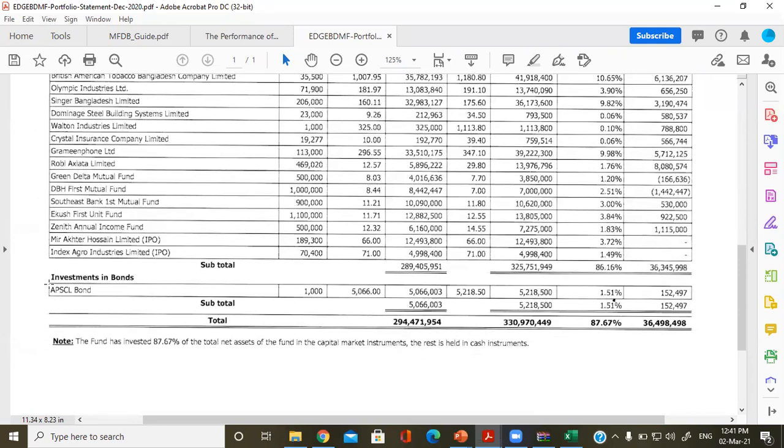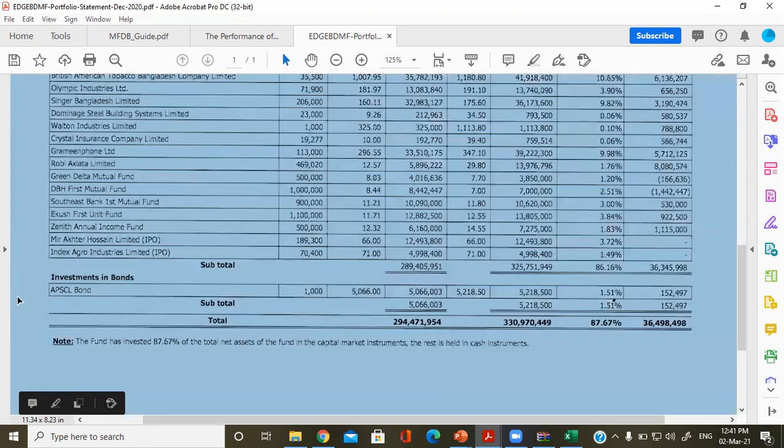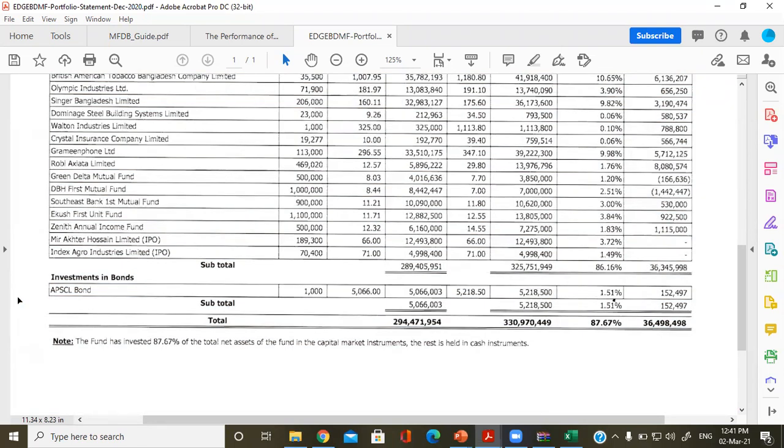Okay, give me a simple answer. This APSCL bond, this bond is included in the DSEX index. What do you think? Does DSEX represent any investment in bonds? Sir, DSEX is the index for the security market, stocks. So I don't think that this bond will be included in this index.